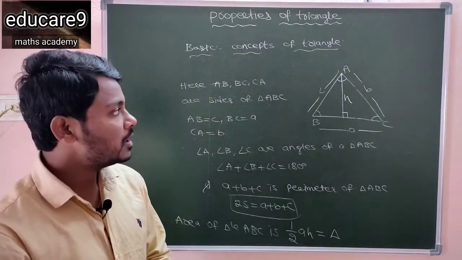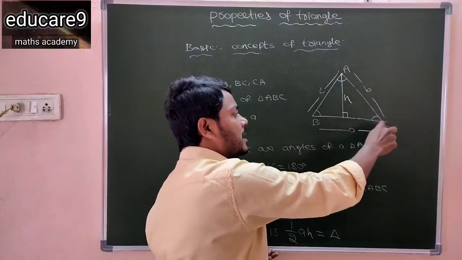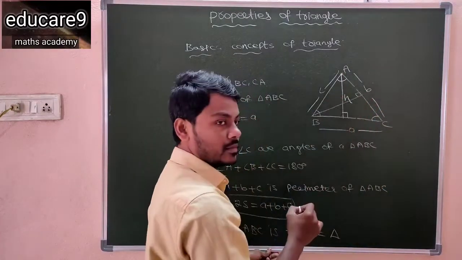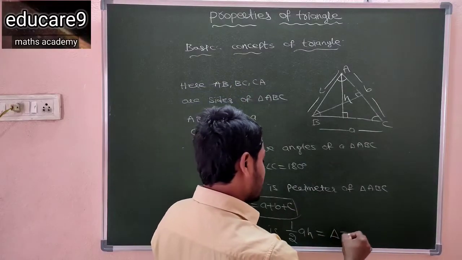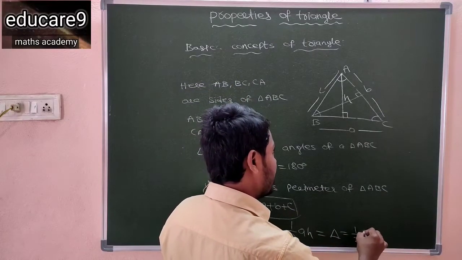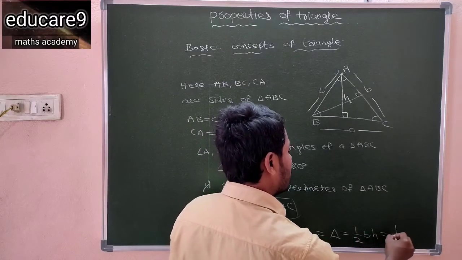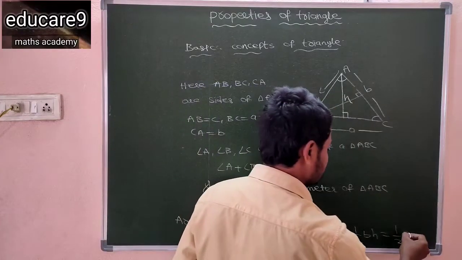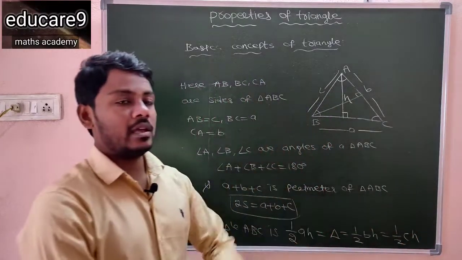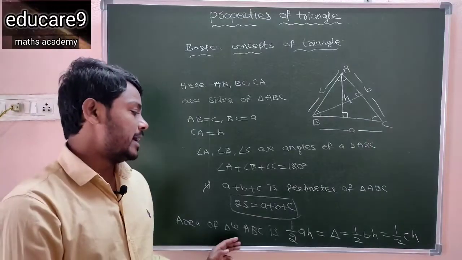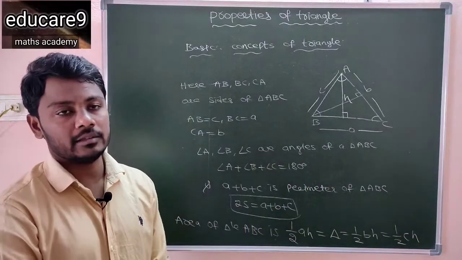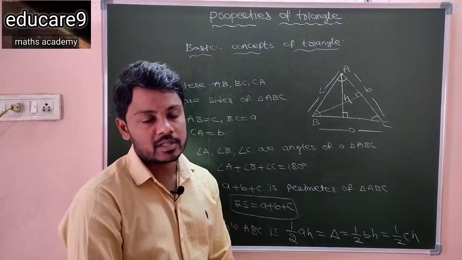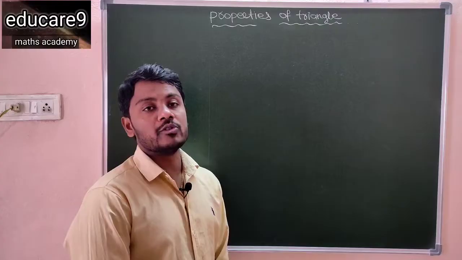So for example, if AC is the base, then this is the height. So area can also be written as half b into h, or half c into h. So this is the area of triangle ABC and it is denoted by delta. So these are some basic concepts of triangle ABC. Now we will discuss some rules.